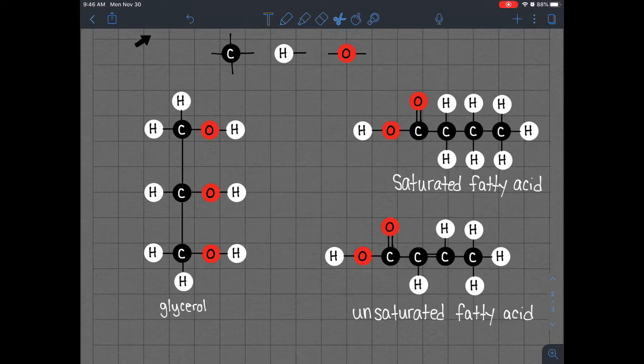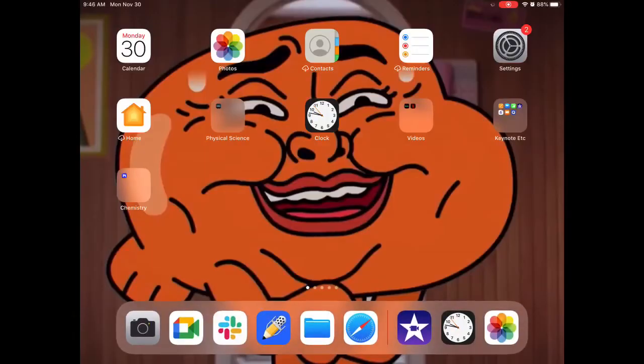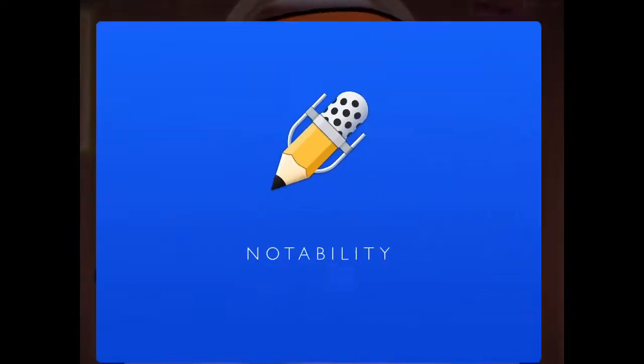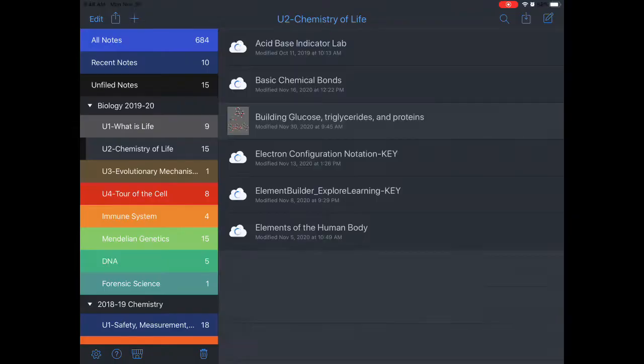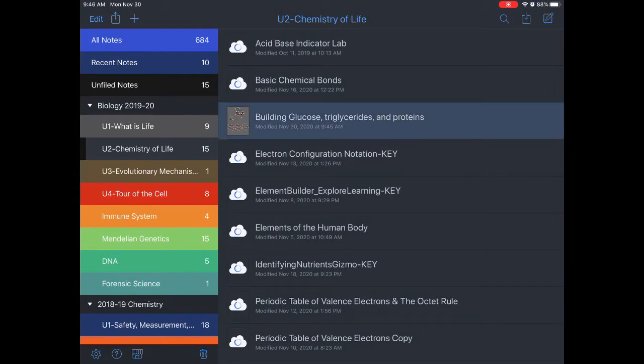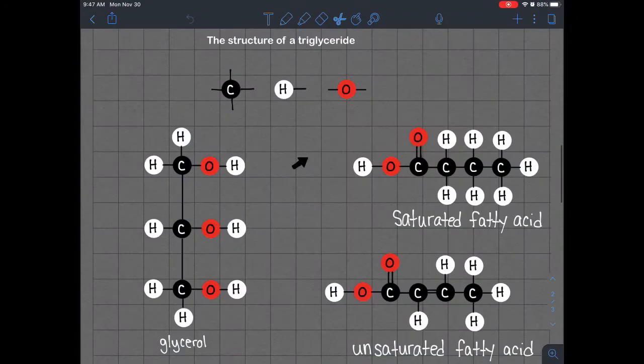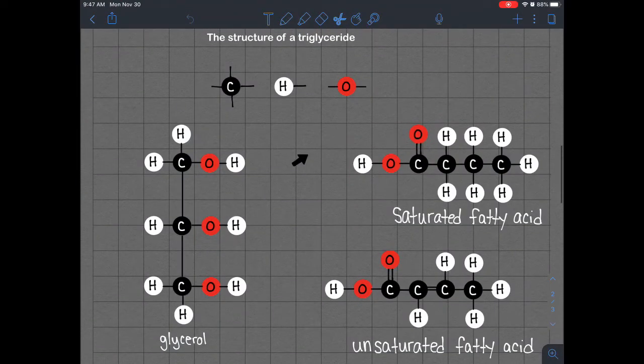All right, so a little bit more about glycerol. Glycerol is also called glycerin, and it's a simple compound that is known as a sugar alcohol. It is colorless and odorless, sweet and non-toxic, so it's something that you can actually taste.